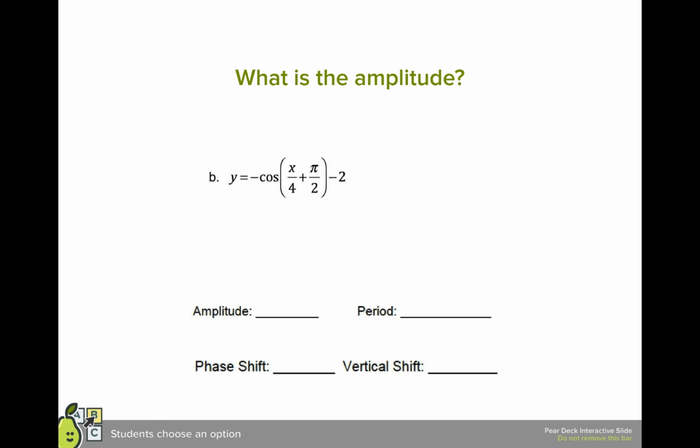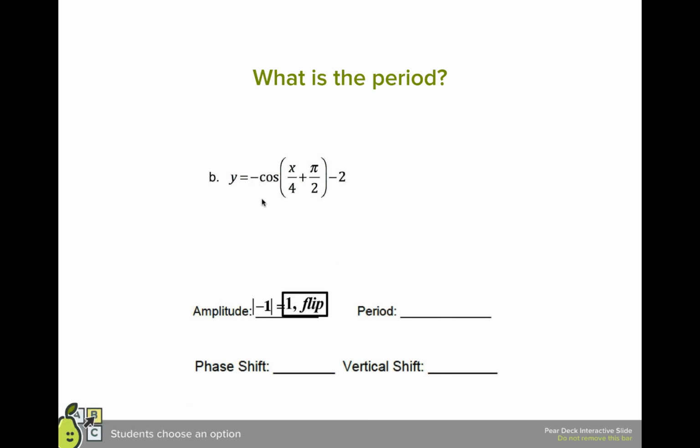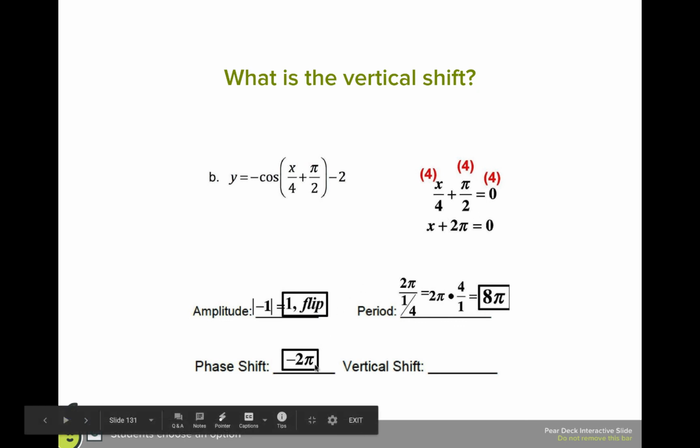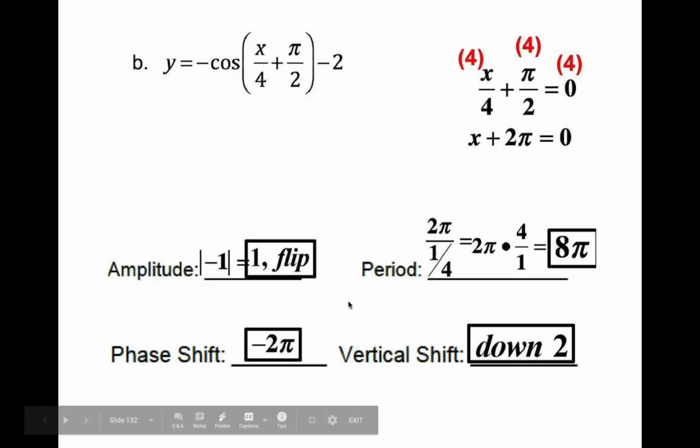All right, part B, what is the amplitude of this graph? Okay, hopefully you got 1, but there is a flip because it is negative. What is the period? Okay, so it's 2 pi divided by 1/4 x's. When you divide by a fourth, you multiply by its reciprocal, so you should get 8 pi. What is the phase shift? Okay, setting the parentheses equal to 0, you should get negative 2 pi. What is the vertical shift? Okay, so down 2, it's the number on the end.